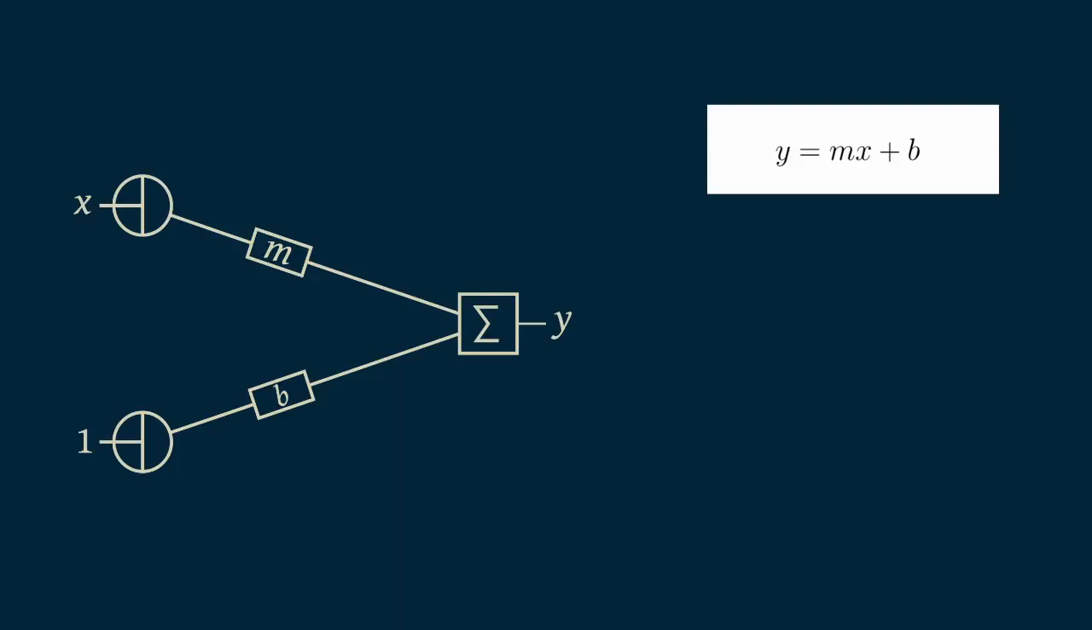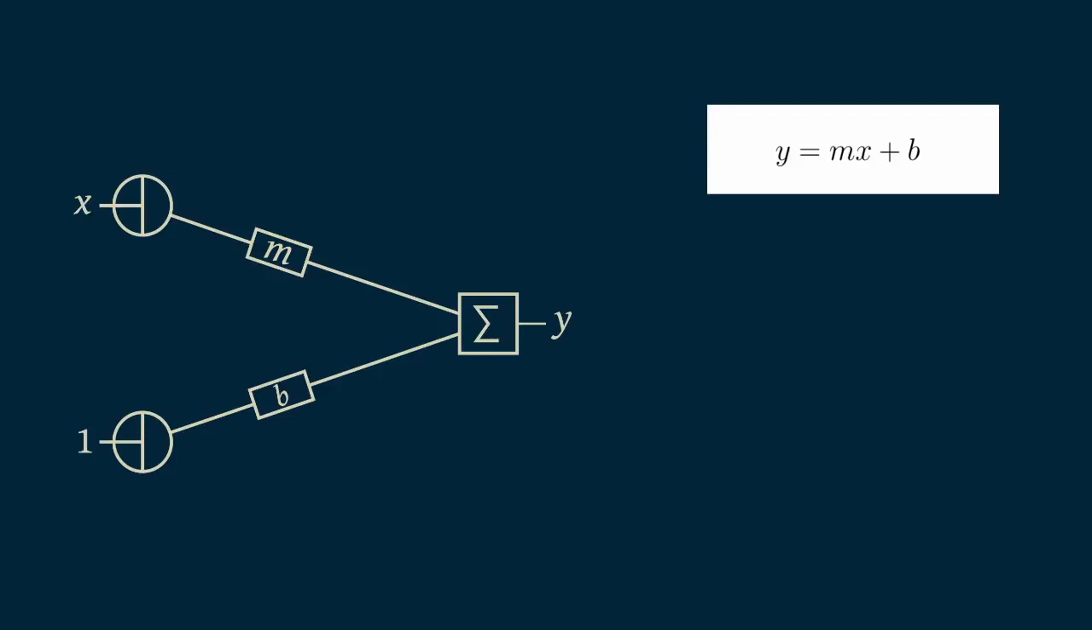Our input value, x, is multiplied by m. Our constant, b, is multiplied by 1, and then they get added together to get y. This is a graphical representation of y equals mx plus b.